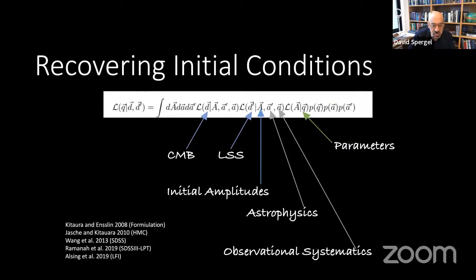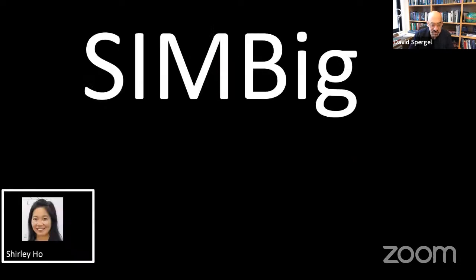So now let's turn to evaluating large-scale structure. We want to effectively think of this as evaluating this large integral, where we are integrating over initial conditions and uncertainties in our astrophysics, to be able to derive the most likely parameters to produce all the things we see in the observed universe.